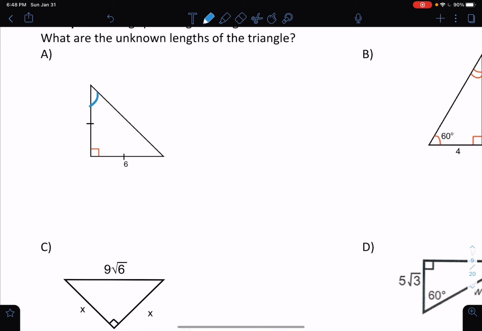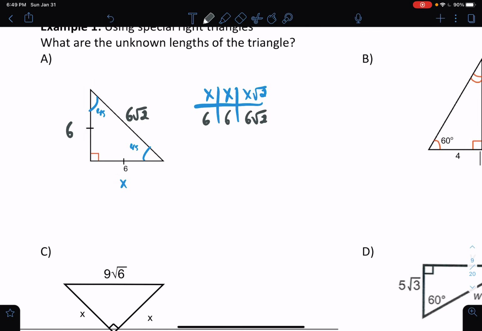All right, so in example 1a, always identify what type of triangle you have. Well, this is a 45-45-90 triangle. So this 6 is acting as x. Okay, 45-45, we've got x square roots of 2. And this 6 here is acting as x. So this side opposite the other 45 is going to be 6 as well. And your hypotenuse is going to be 6 square roots of 2.